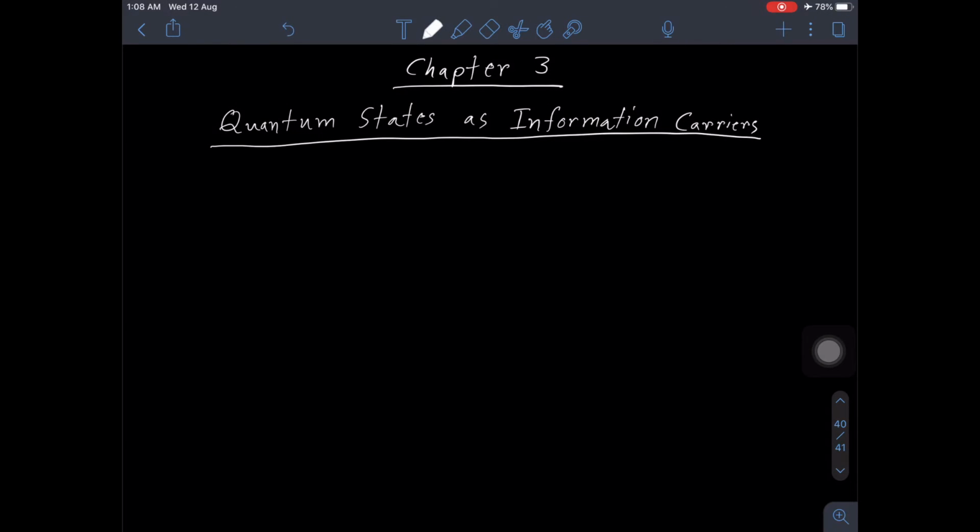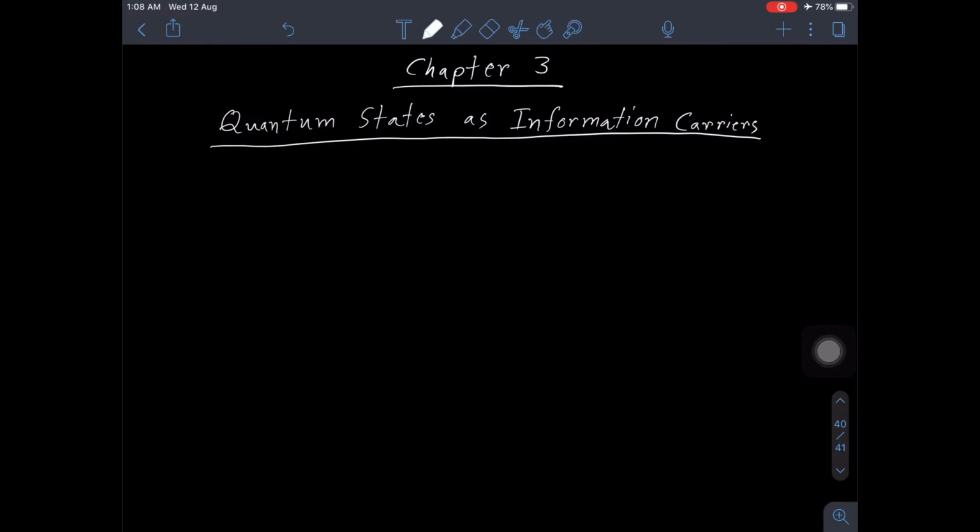Hello everyone. Today we are going to start chapter 3, and this chapter will be specifically on quantum information theory and many different properties of quantum information theory. All right. So first, what do I mean by information? Information is represented by distinguishable states of a physical system.